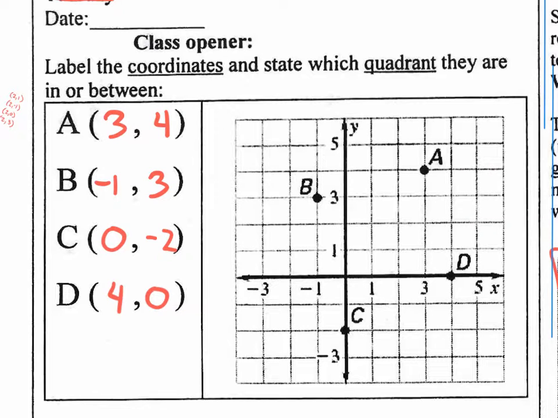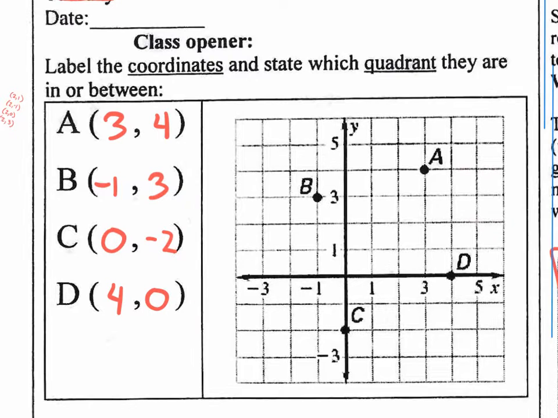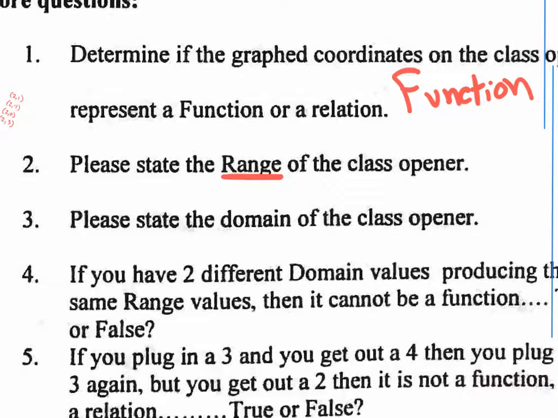It's 4, 3, -2, and 0. Again, 4, 3, -2, 0. So going back to this one, 4, 3, -2, 0. I like to put a little R right next to it. That way it's stating that's the range. Over here, the domain, we're going to say D, little colon.